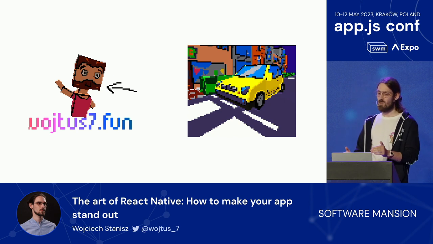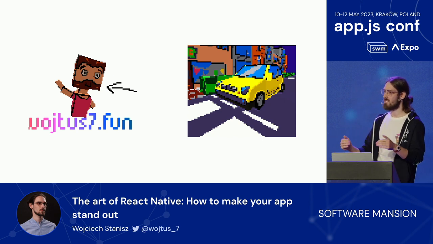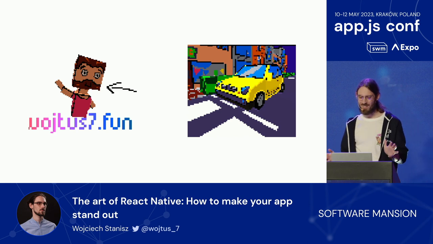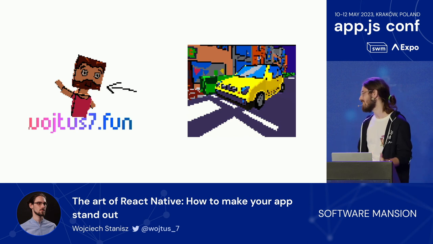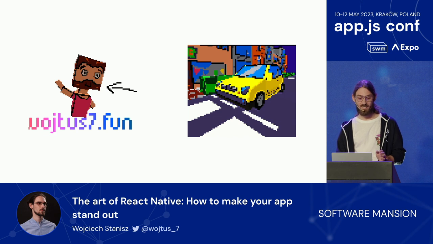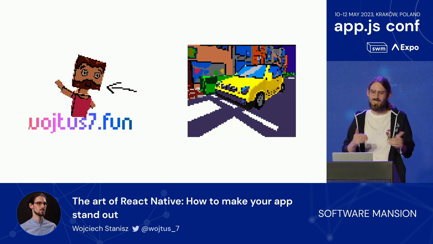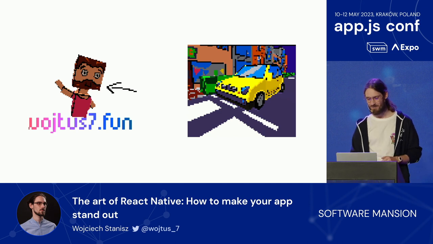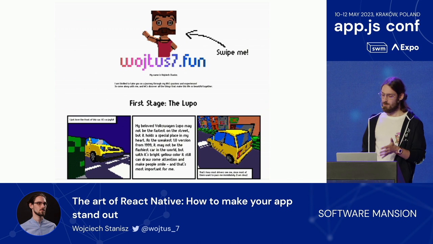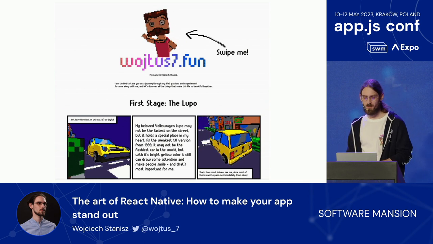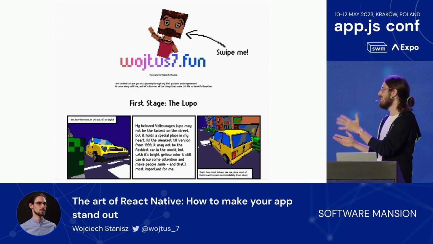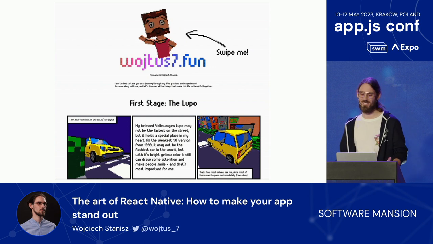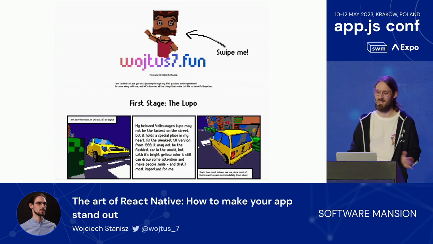If they are not the sole purpose for the app to exist, it's okay for them not to be perfect. And if they're just a small little feature, just having them is fun enough to go an extra mile to implement them. And if you don't believe me, you can go to voitus7.fun and see the results for yourself anytime.